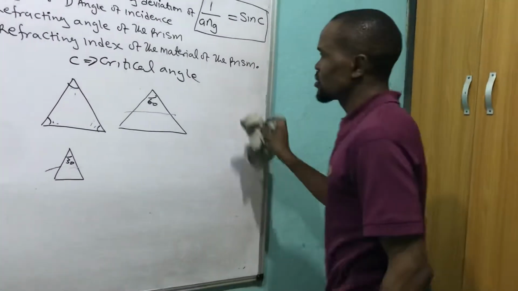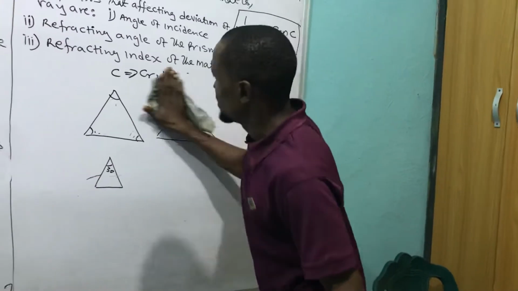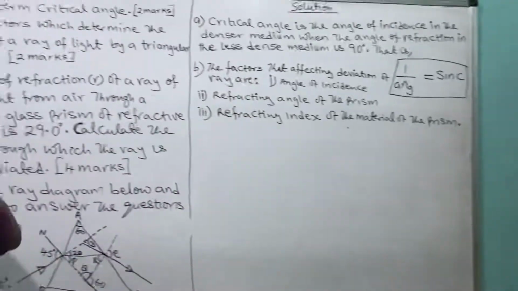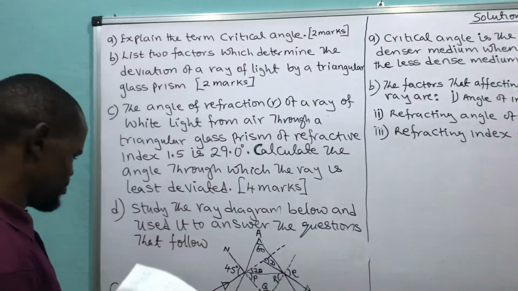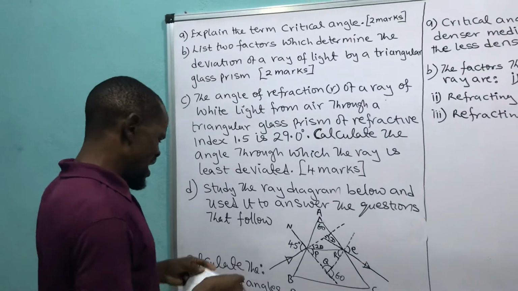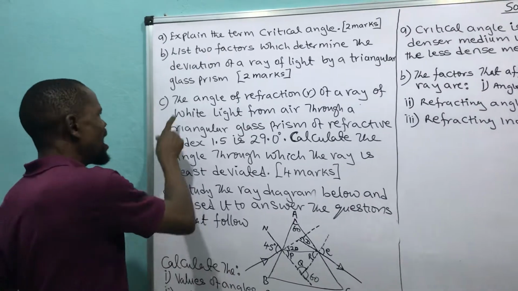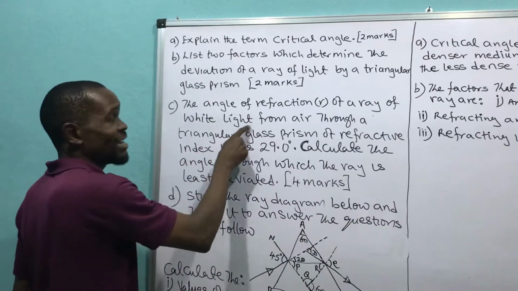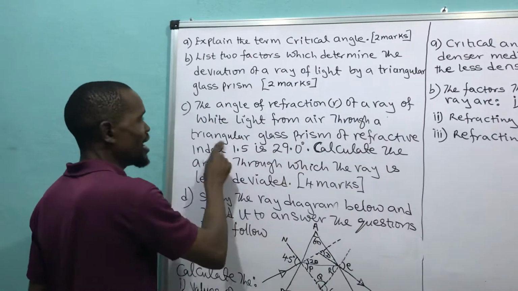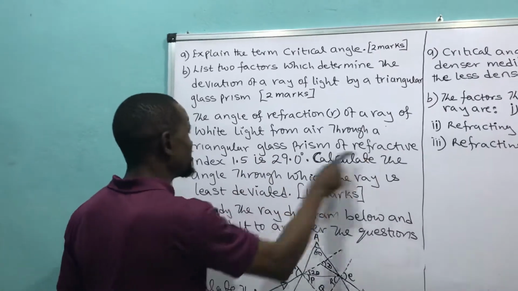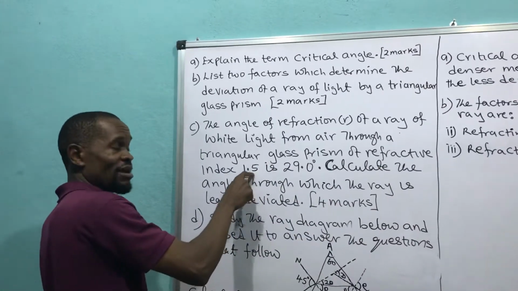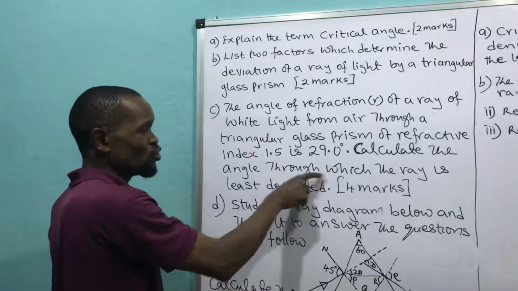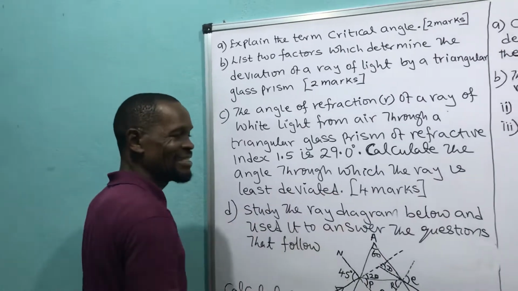So let's go to this question, which is called C. What is our C question? Our C question said the angle of refraction of a ray of white light from air through a triangular glass prism of refractive index is this. Look at the triangular prism, look at this refractive index, and it's what? 29 degrees. They said calculate the angle through which the ray is at least deviated.